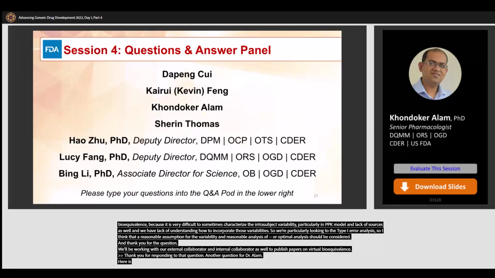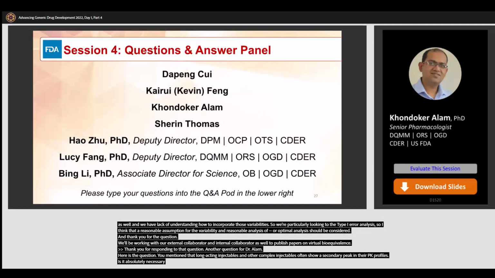You mentioned that long-acting injectables and other complex injectables often show a secondary peak in their PK profiles. Is it absolutely necessary to capture those secondary peaks with PBPK model? Is it possible that the observed secondary peak is just an artifact?